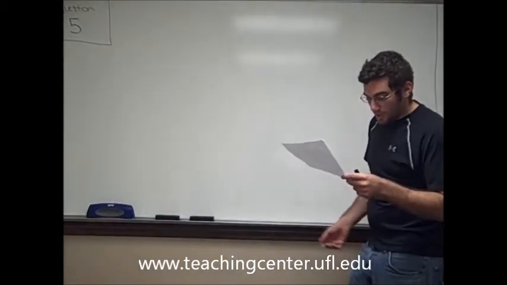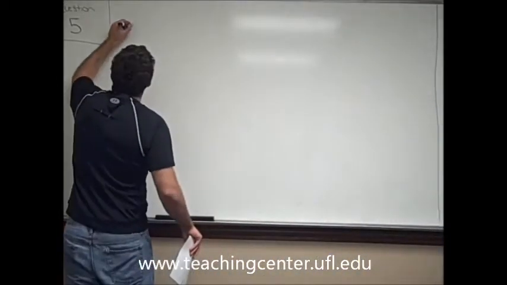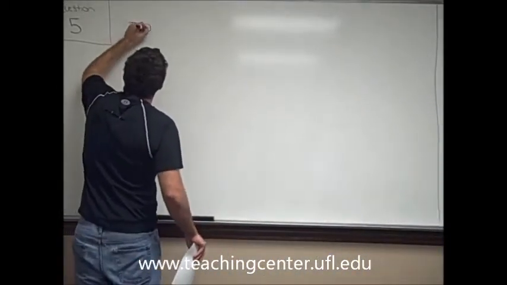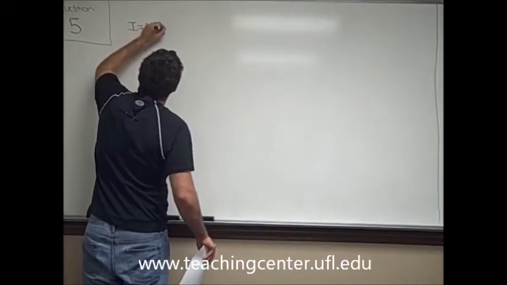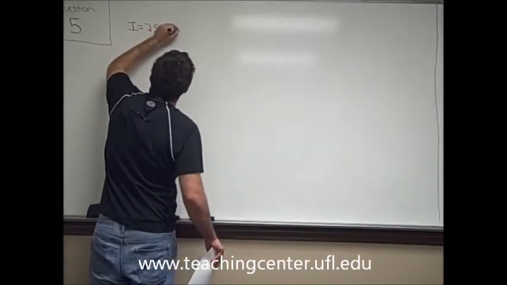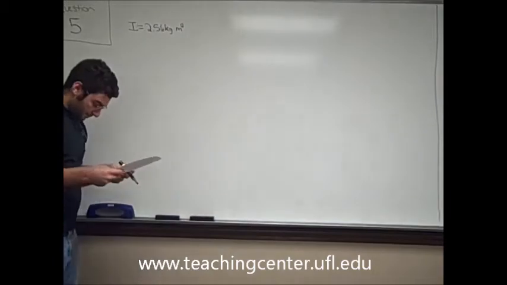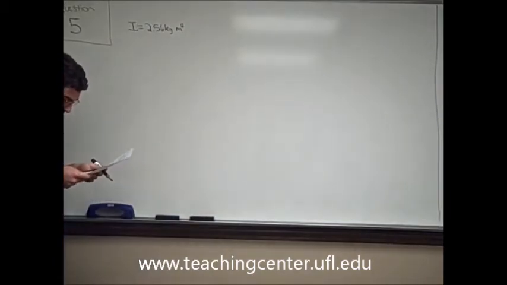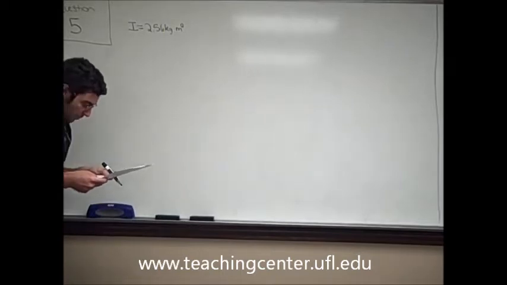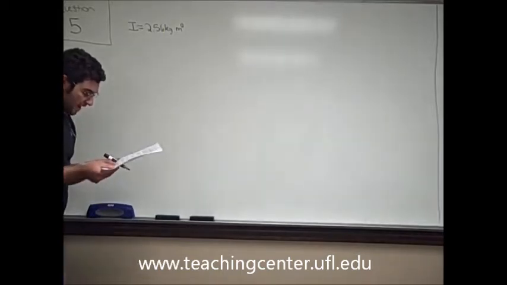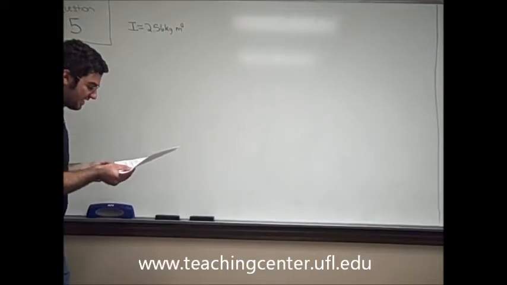Question number 5. When we're going through our test and reading it, it says an object has a moment of inertia of 2.56 kilograms times meters squared, so I equals 2.56 kilograms times meters squared. What is the value of the torque needed to accelerate the rotation of the object from rest to a rotation of 5 revolutions per second in 30 seconds?